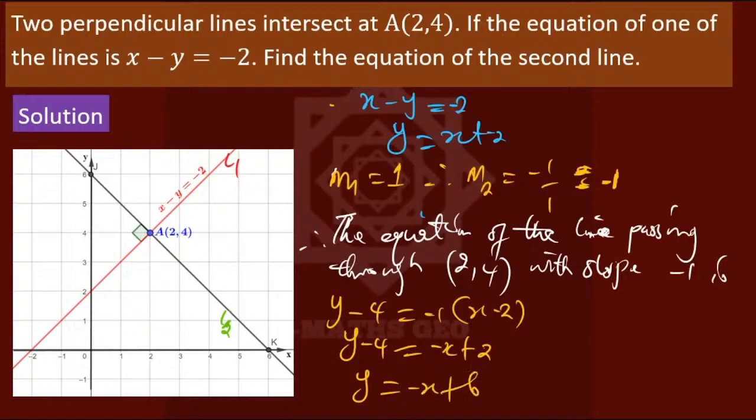As you can see, the answer is correct. Do you know why? Because the y-intercept of the second line is 6, and from the diagram, you can see it's 6. So we are very much correct. Thank you.